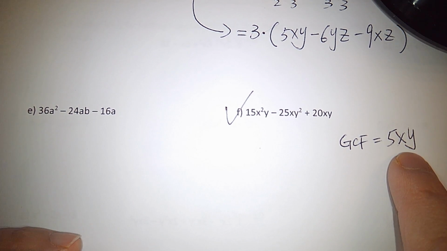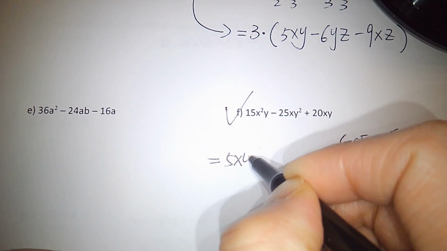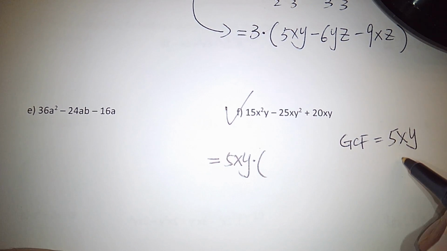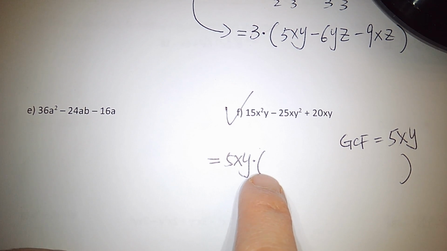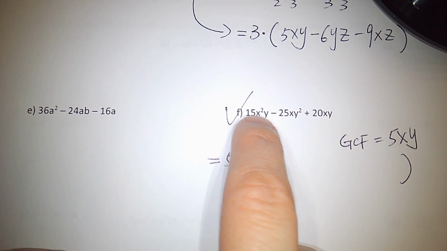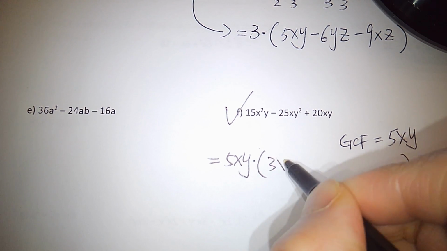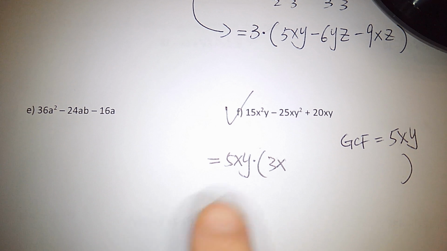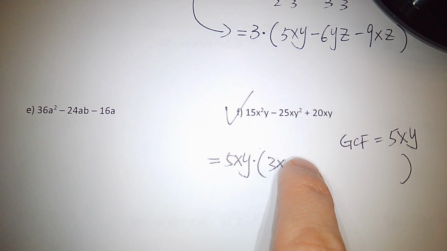You guys get this step? Now, when you factor out 5 times x times y, there will be 3 terms inside of the parentheses. What term times 5xy will equal 15x squared y? 3x. You agree with 3x? And minus 5y.